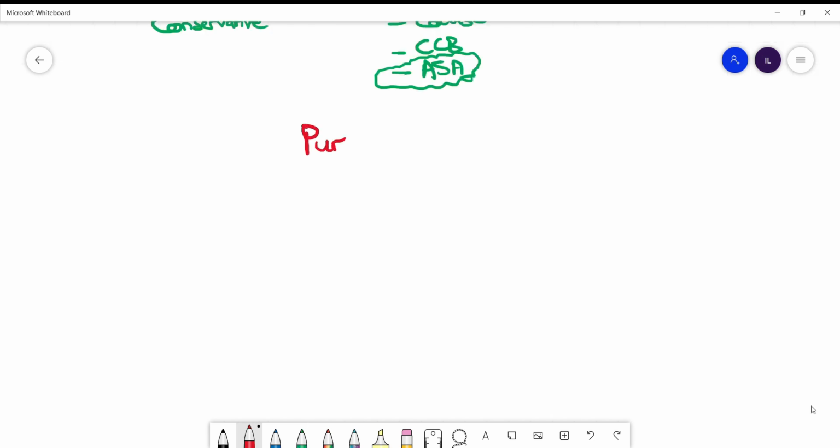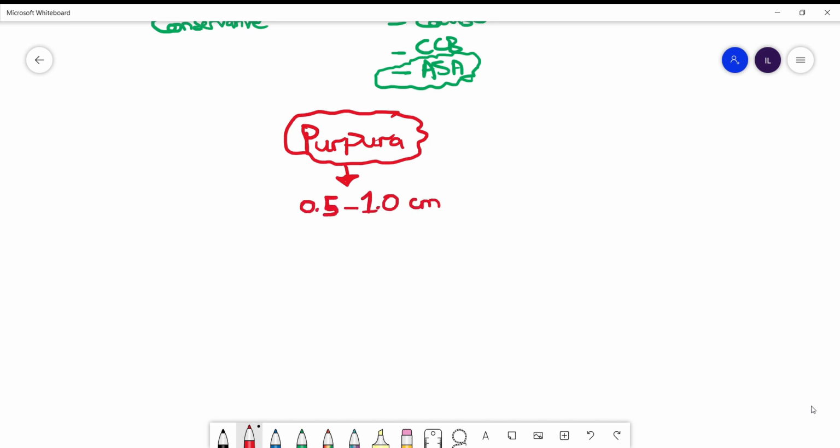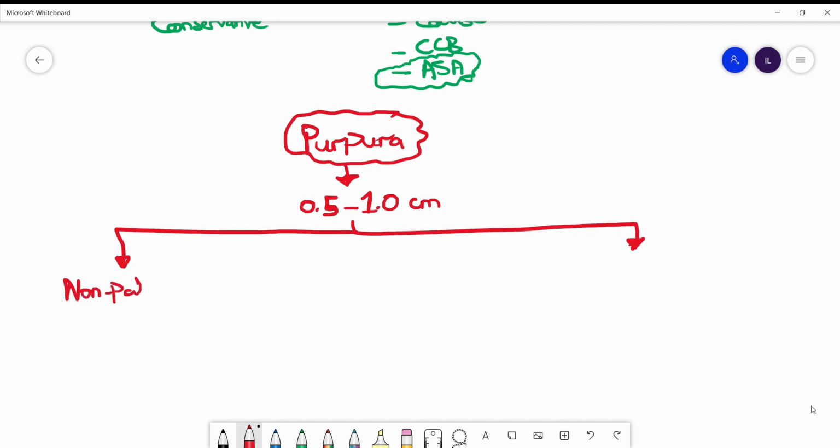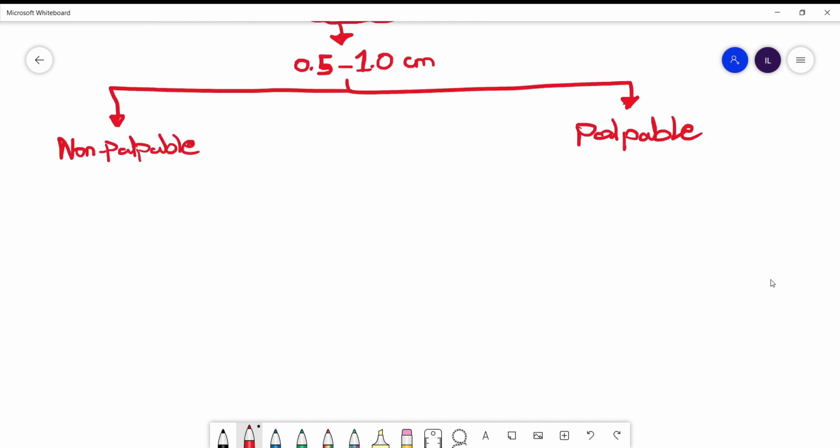Next, we'll talk about purpura. First of all, we need to differentiate it from petechiae. Petechiae are usually less than half a centimeter, whereas purpura is from half a centimeter to 1 centimeter in size. Now, it's divided into two main categories based on the examination: non-palpable and palpable. So when we are talking about non-palpable, it means that there is some leakage in the vessels.